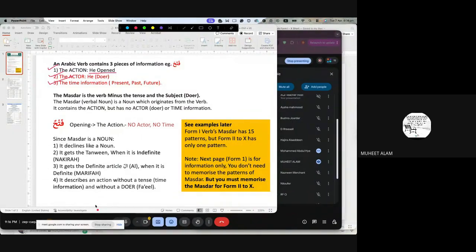The Masdar or verbal noun is a noun which originates from the verb and it contains the action but doesn't have any doer or subject or any tense or time information in it. So this is the Masdar in Arabic.